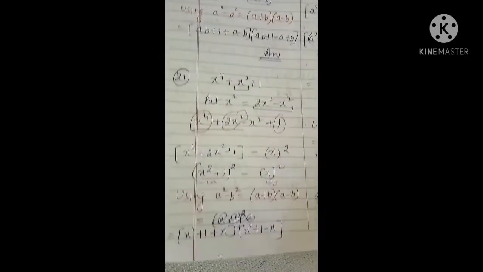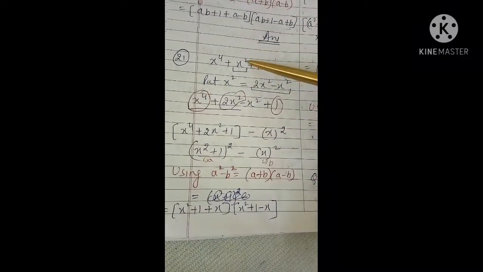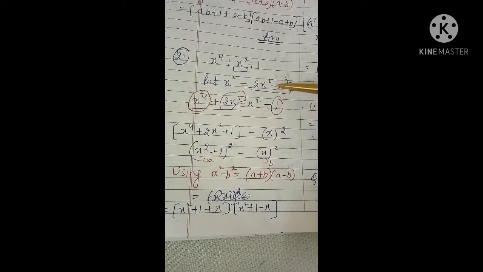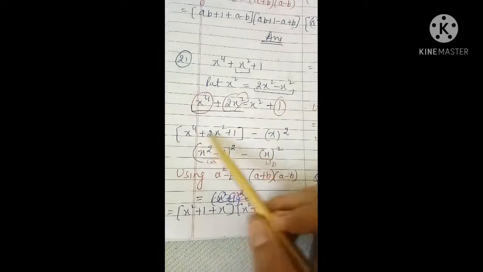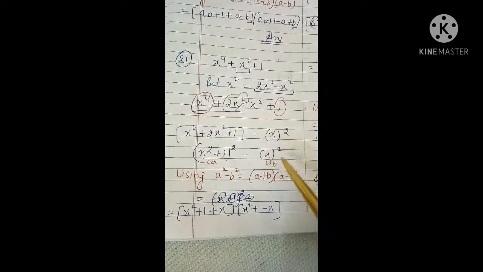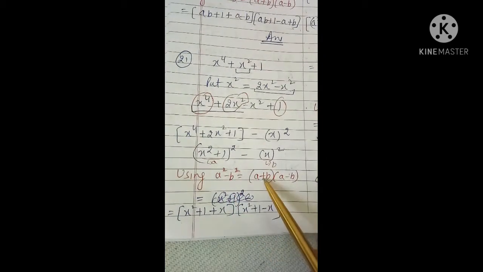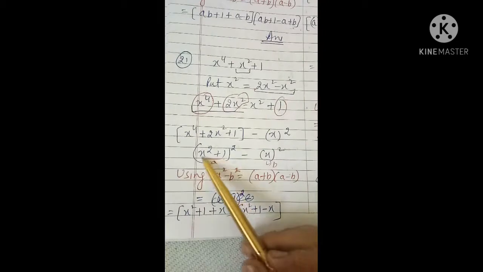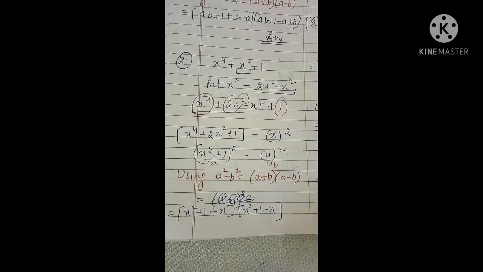Then question number 21. This is a statement. Here this x square we can replace as 2x square minus x square. Then this number and this number. This is a perfect whole square, that is x square plus 1 whole square. And this x square as it is. Again we can apply a square minus b square, that is a plus b, a minus b. In place of a there is x square plus 1. In place of b there is x.